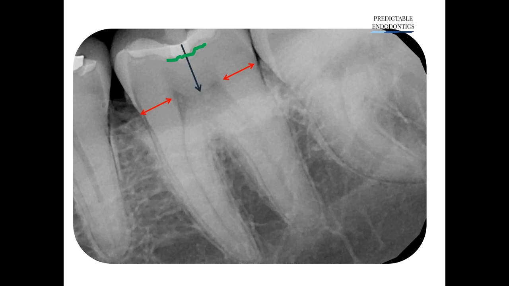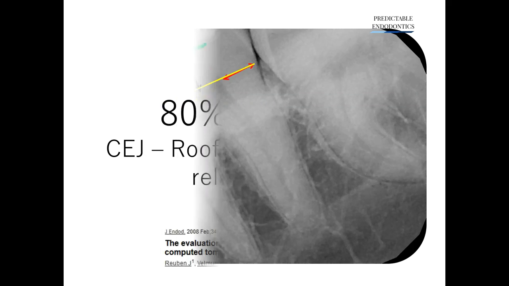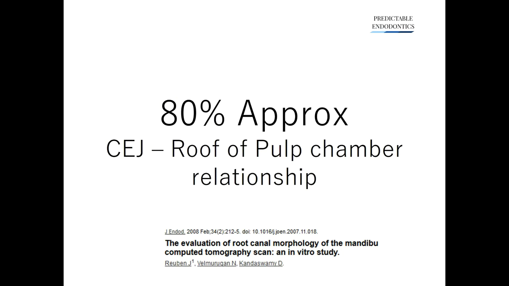And if you can see, the black arrow shows the depth to which you need to penetrate to get into the pulp chamber. If you make a little observation, the depth to which this black arrow extends coincides with the location of the cemento-enamel junction. Studies have been done to show that this location of the cemento-enamel junction coincides with the roof of the pulp chamber in most of the cases.